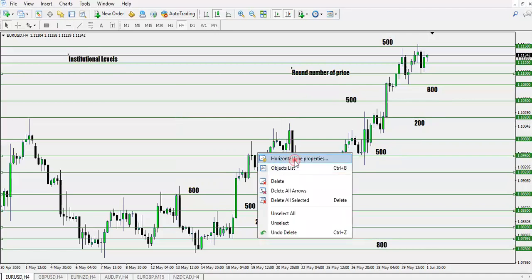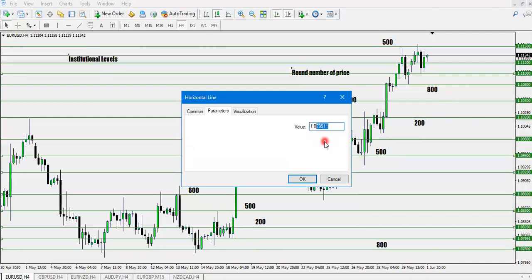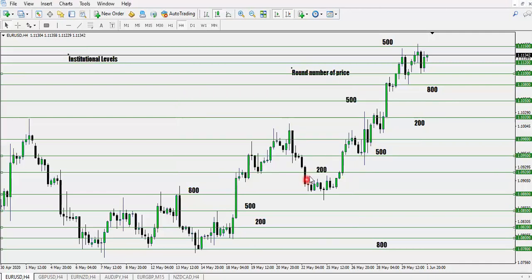which is exactly 8. And here is our round number in price. And here is, we missed another 800 level right here.